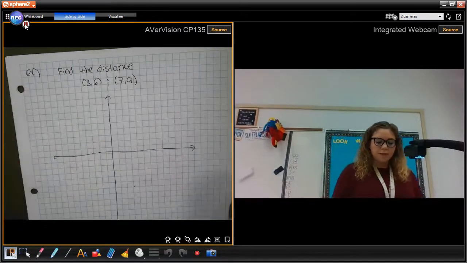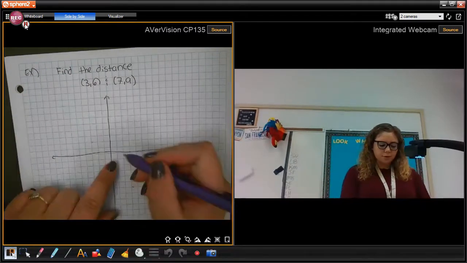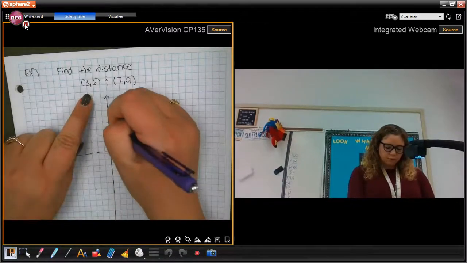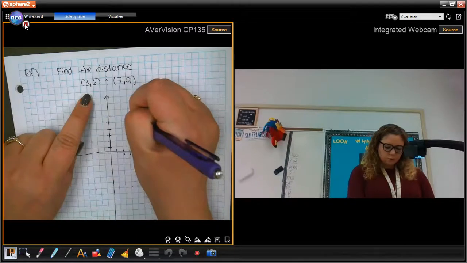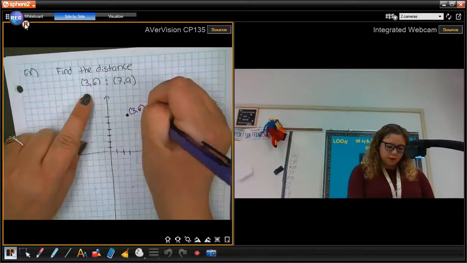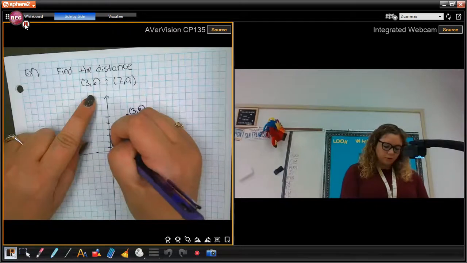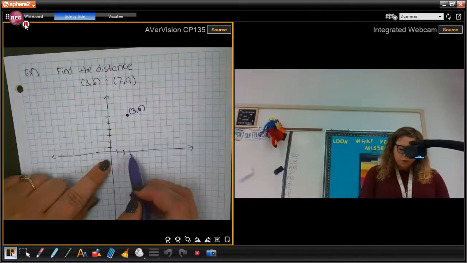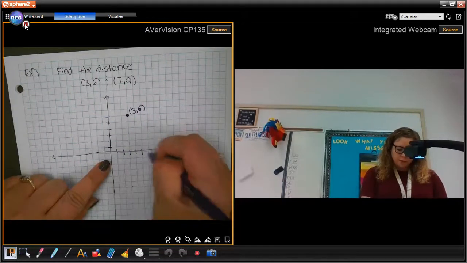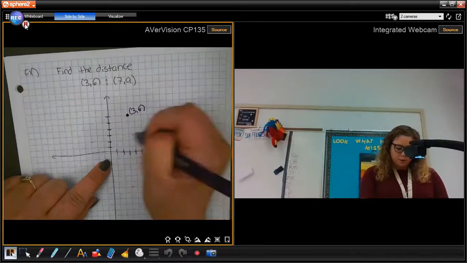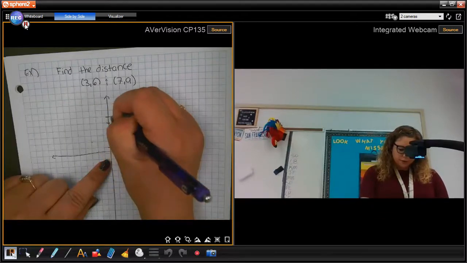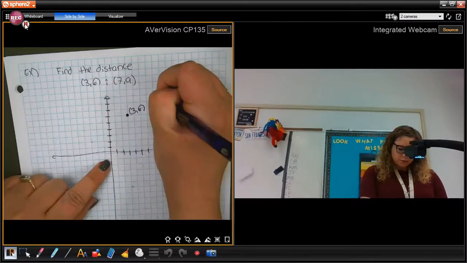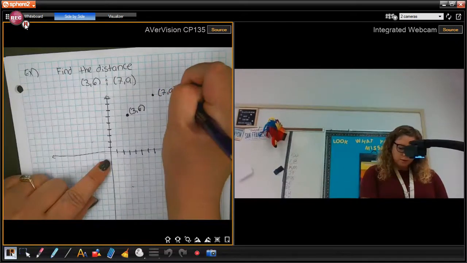Okay, welcome back. Step 1 is to first plot the points. So I have (3, 6): 1, 2, 3, 4, 5, 6. Then I have (7, 9): 1, 2, 3, 4, 5, 6, 7. Then I have 1, 2, 3, 4, 5, 6, 7, 8, 9. This is (7, 9). Okay.